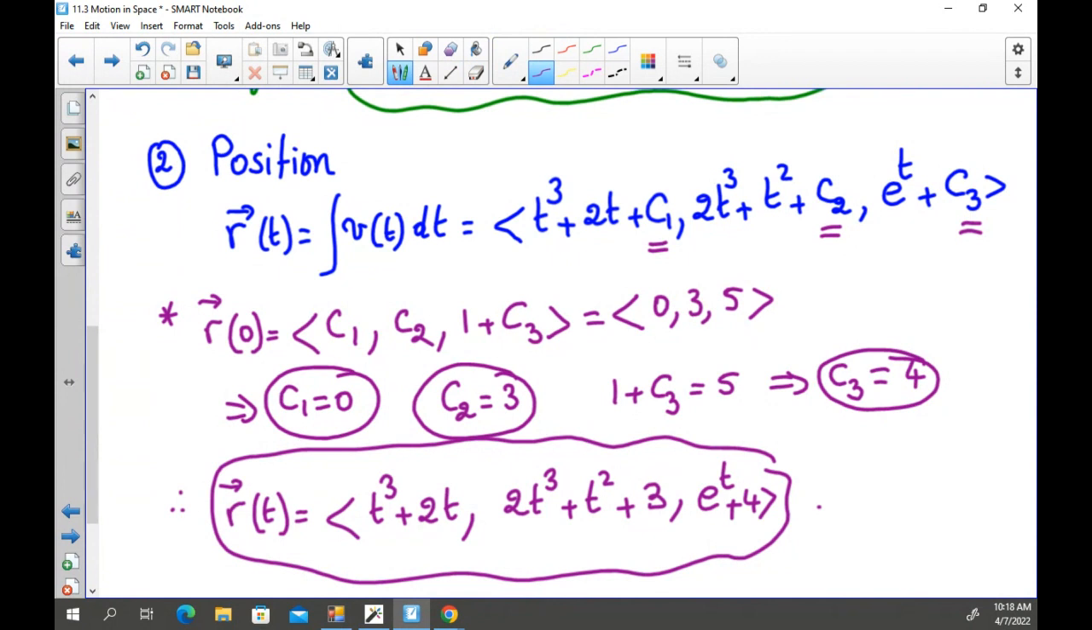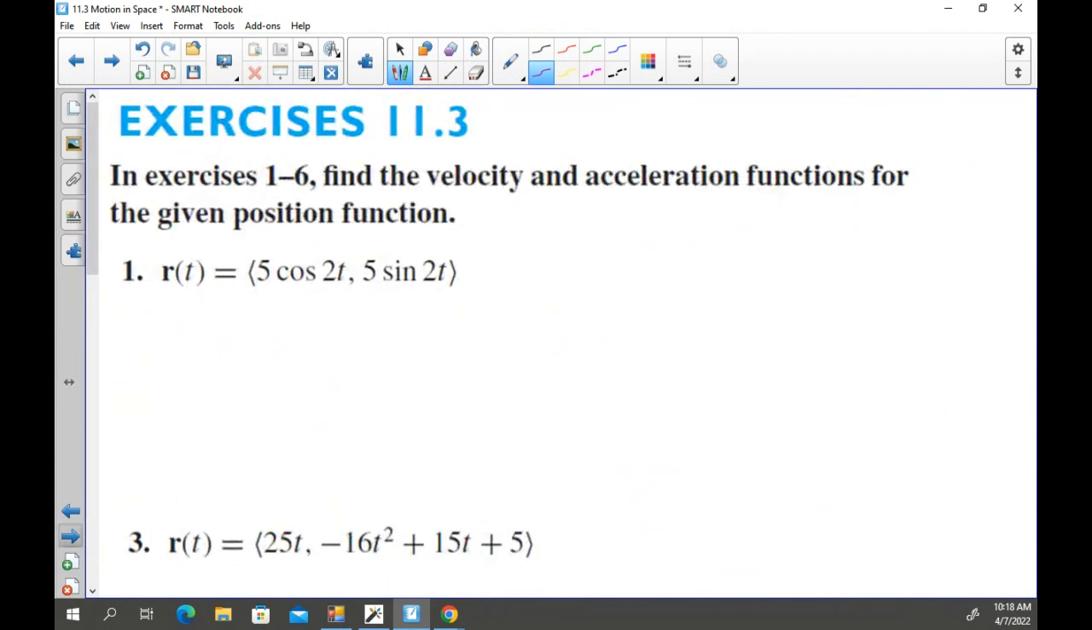Maybe we just have a couple of questions here. Find the velocity and acceleration if r is equal to this. So the velocity, what is the derivative of 5 cosine 2t?